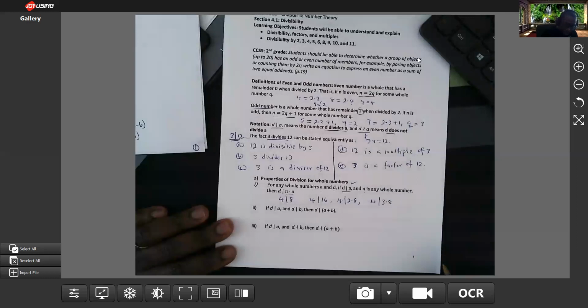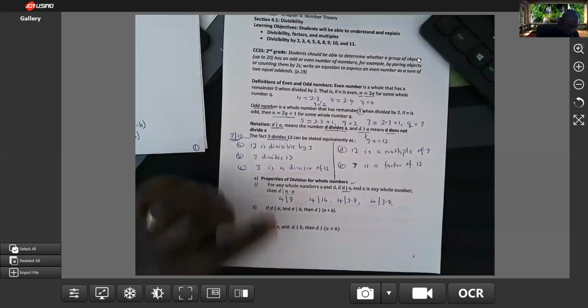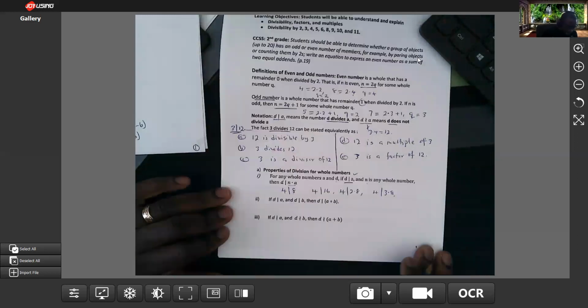That means if a number divides another number, then any multiple of that number will be divisible by the same number. Okay, that is the first property.